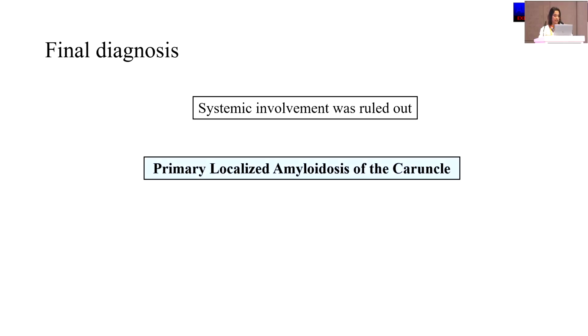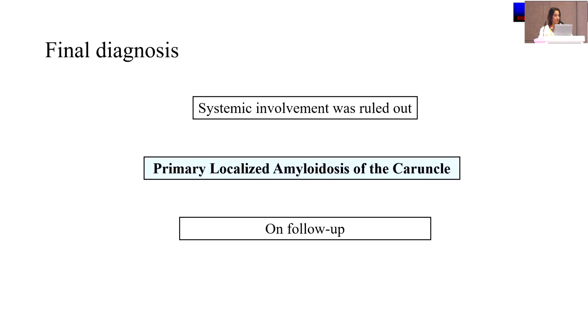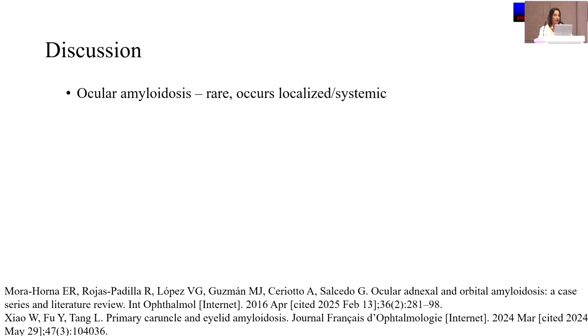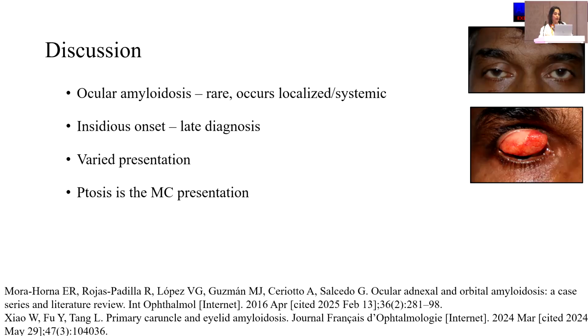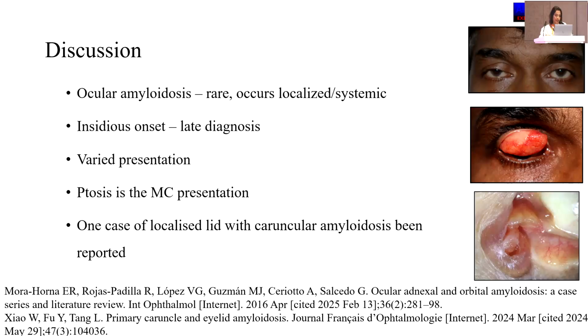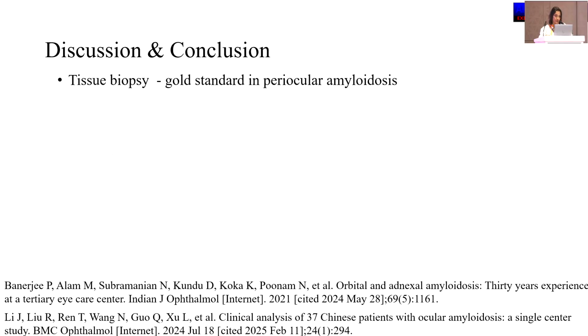Having ruled out a systemic involvement, our diagnosis was a primary localized amyloidosis of the caruncle. The patient is currently under follow-up with no recurrence. As we saw earlier, ocular amyloidosis is rare. It presents late because of its slow progression, and ptosis is usually the most common presentation. And so far, only a single case of lid and caruncular amyloidosis has been reported in literature.